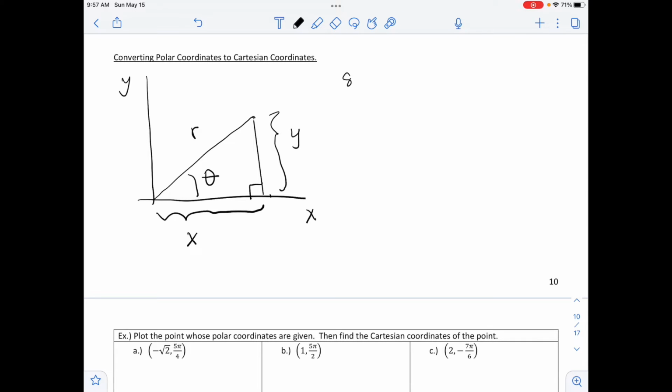We know a few things. We know that sine of theta is equal to opposite over hypotenuse. So we have y over r, or y is equal to r sine theta.